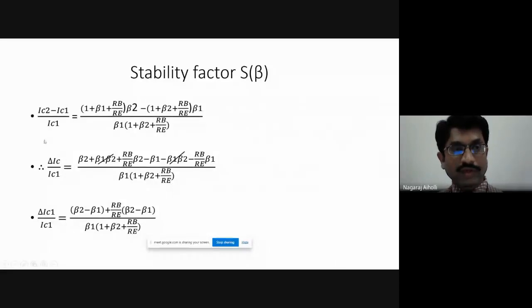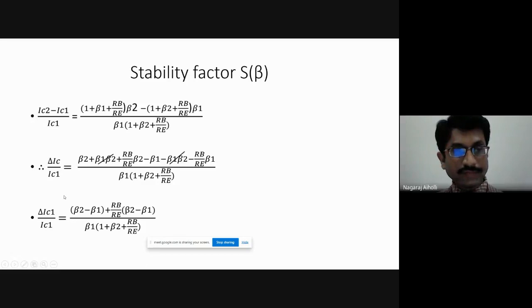So what we have got here, IC2 minus IC1, this is the small change in collector current, that is delta IC. This divided by IC1 is equal to, multiply beta 2 inside, it will be beta 2 plus beta 1 beta 2 plus RB beta 2 by RE, then multiply minus beta 1 inside, it will be minus beta 1 beta 2 minus beta 1 RB by RE, the whole divided by beta 1 into 1 plus beta 2 plus RB by RE.